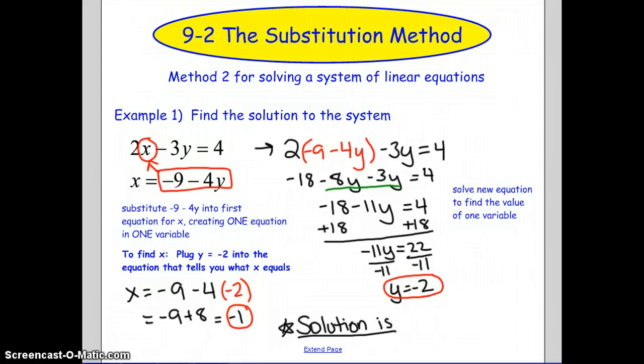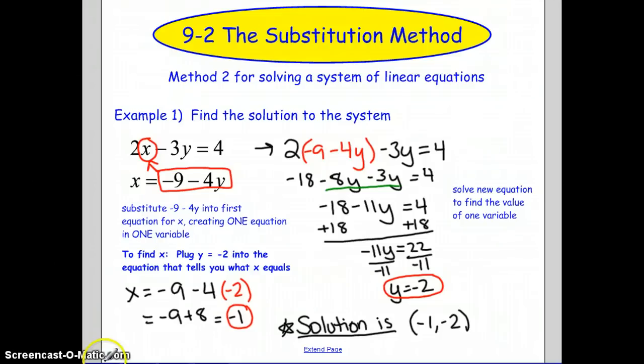Now that we know the values of x and y, it's very important to actually write out our solution. So our solution is going to be an ordered pair. If we were looking at a graph, this would be the point where these two lines intersect. And our ordered pair is negative 1, comma, negative 2, always x, comma, y. So this ordered pair is the only ordered pair that satisfies both the equation 2x minus 3y equals 4 and the equation x equals negative 9 minus 4y.